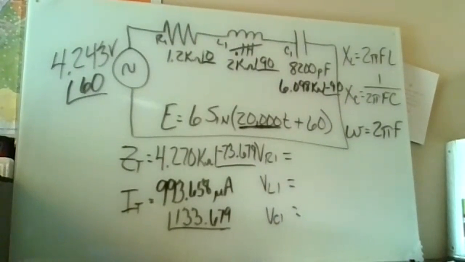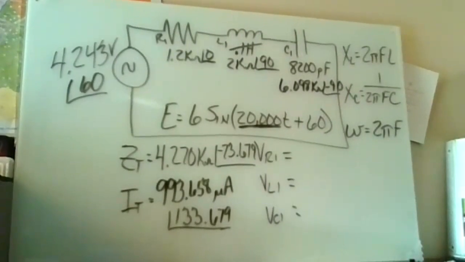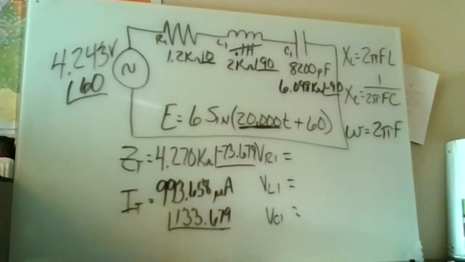So everybody got that for I total. Why did you go to micro again? Because I have that answer and I have the angle. When you did it, it probably came out like 0.993 or something like that, or 9.9365 exponent negative 4. So instead of going one to the left and making it 0.993 exponent negative 3, which would be milliamps, I went 2 to the right and made it 993.658 micro. Because if I go 2 to the right, that makes it an exponent negative 6, which is micro.